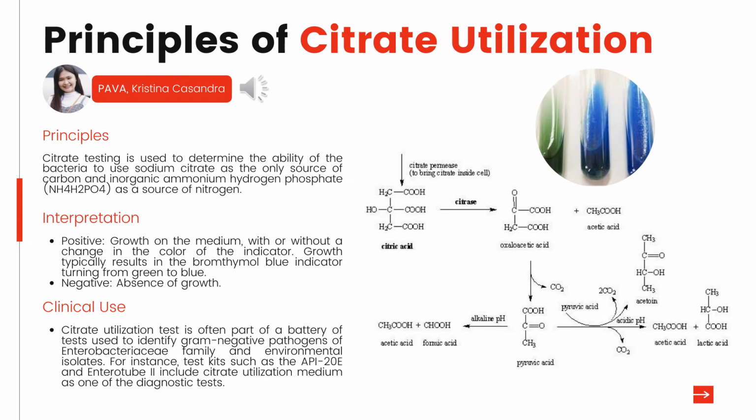So the expected results in the citrate utilization test: citrate positive, if growth will be visible on the slant surface and the medium will be an intense Prussian blue. The alkaline carbonates and bicarbonates produced as byproducts of citrate catabolism raise the pH of the medium to above 7.6, causing the bromothymol blue to change from the original green color to blue color.